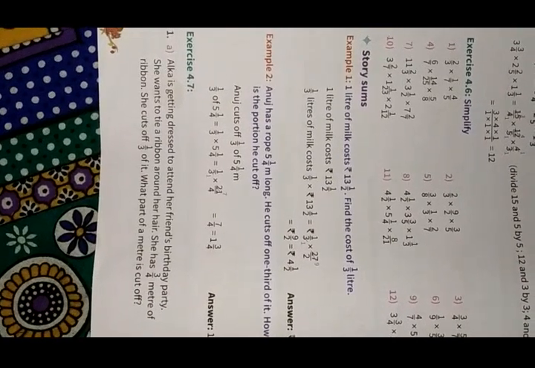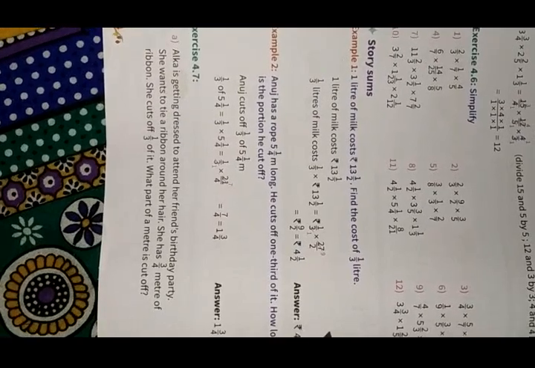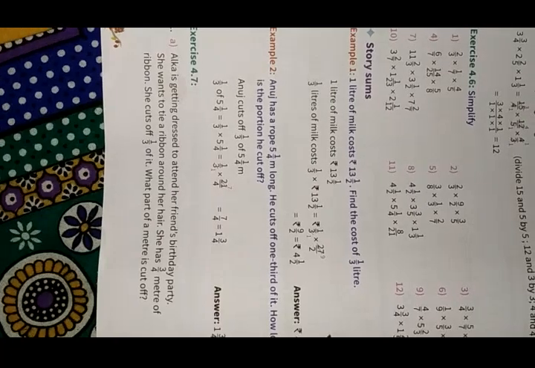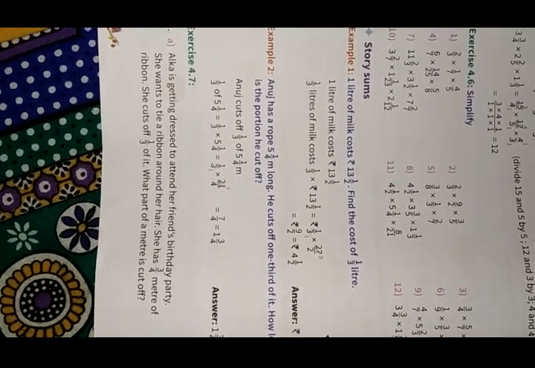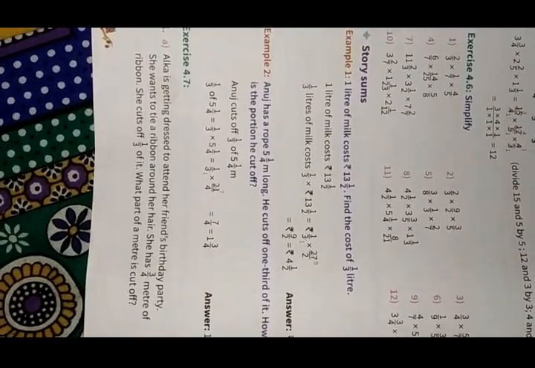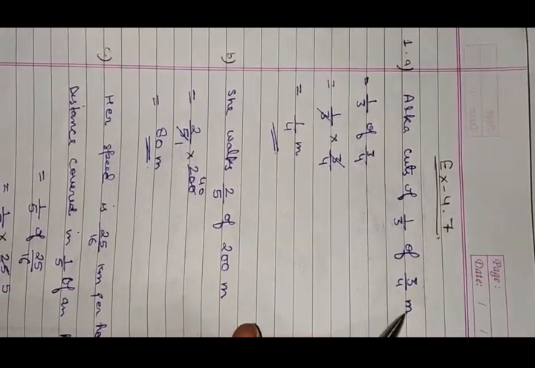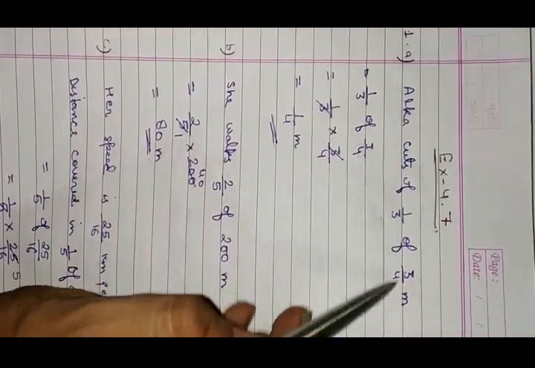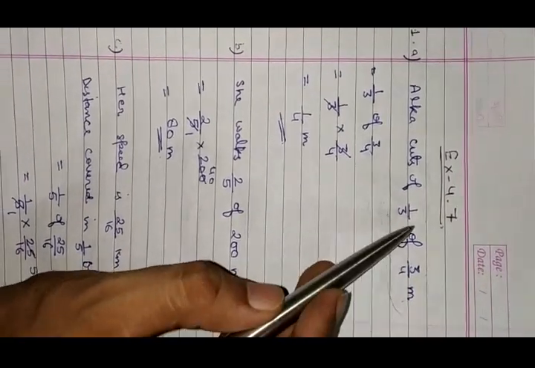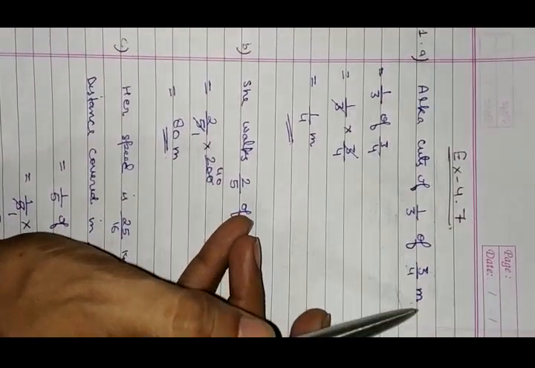Okay. Alka is attending her friend's birthday party. Now she has 3 by 4 meter of ribbon. Okay. From that ribbon she cuts off 1 by 3. So what part of a meter is cut off? Alka cuts off 1 by 3 of 3 by 4 meter, meaning 1 by 3 part of the total ribbon. Total ribbon is 3 by 4 meter and she cut off 1 by 3 of it. So 1 by 3 of 3 by 4 meter.